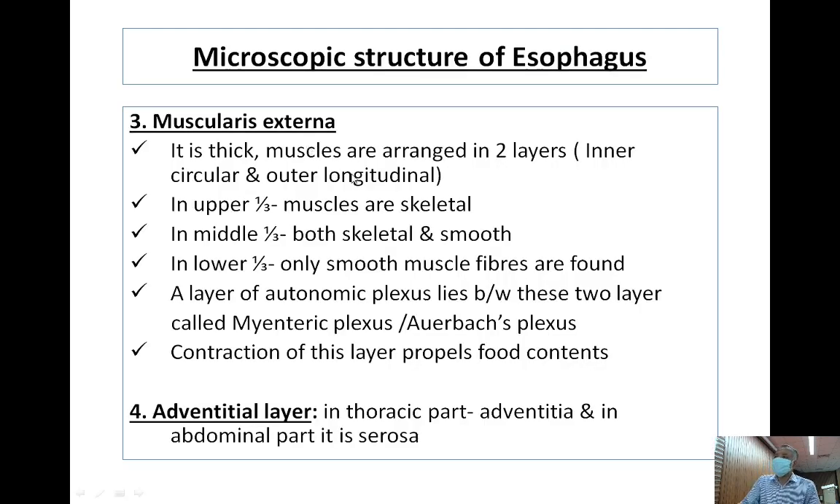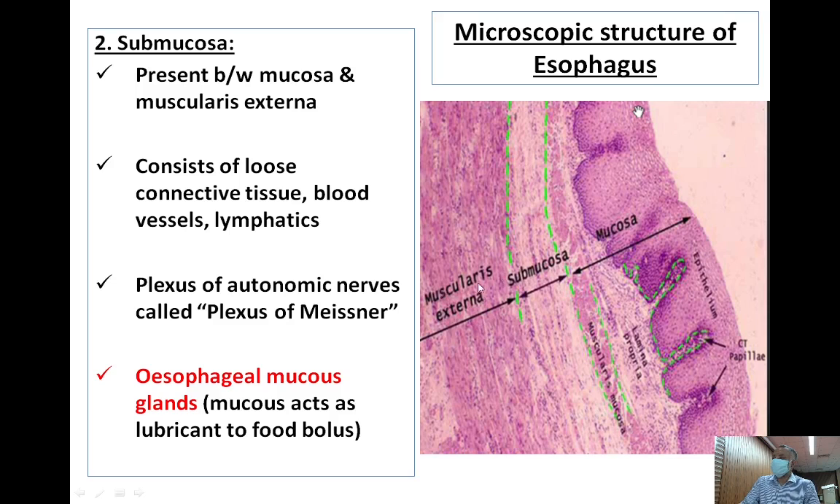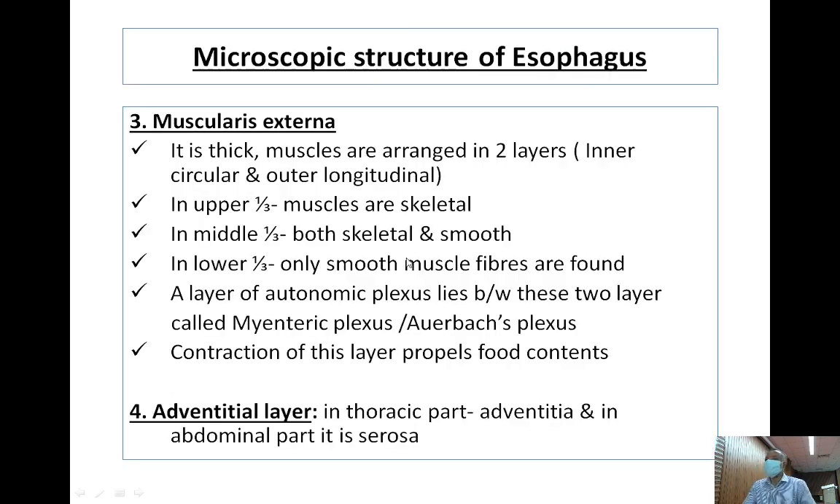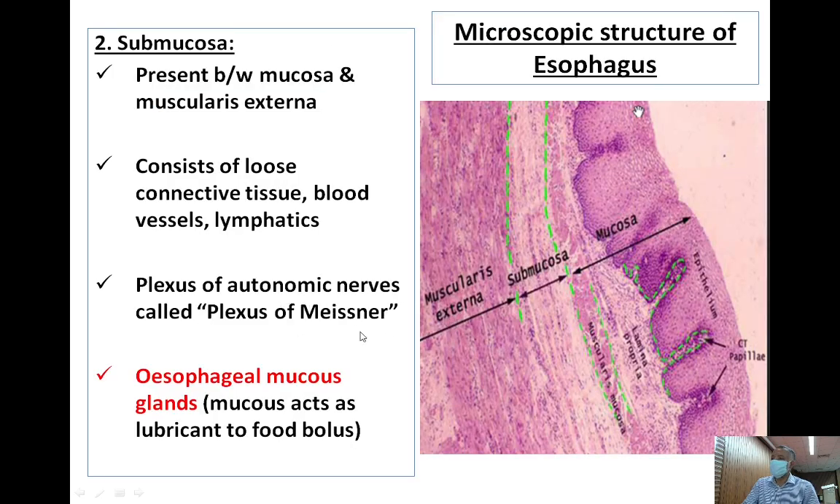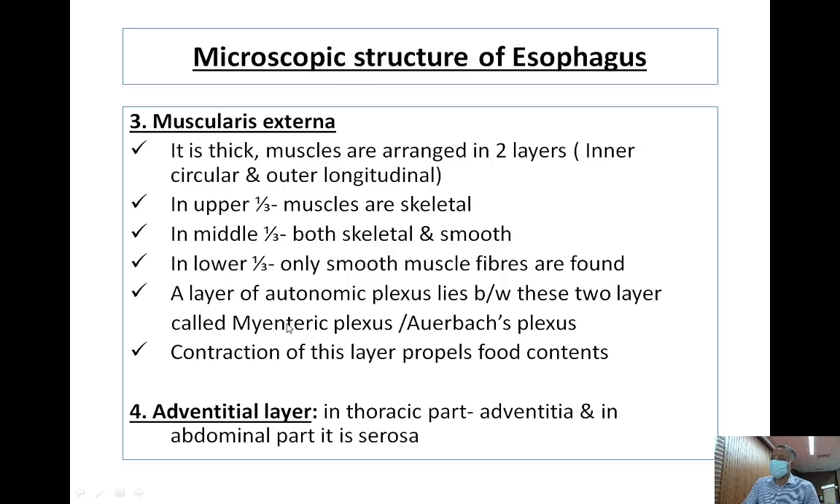Then outer to that we have the muscularis externa. This is our muscularis externa. The inner fibers are circularly arranged while the outer fibers are longitudinally arranged. Over and above this we have the nerve plexus, which is called Auerbach's plexus, or myenteric plexus. Myenteric or Auerbach's, it is the same. Here it is Meissner's, mind it. Here in the submucosa, Meissner's. Muscularis externa, Auerbach's or myenteric nerve plexus.